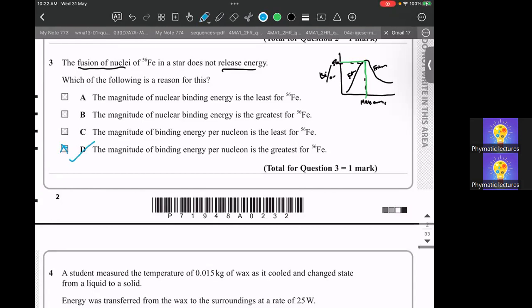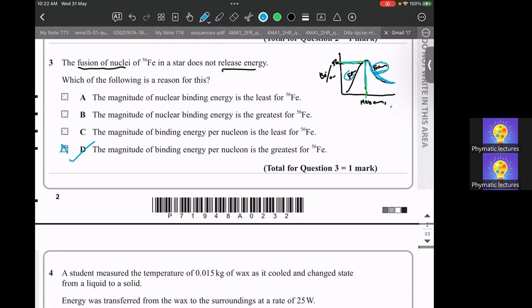Because if it is least, definitely fusion will occur. And if it is maximum, that means after Fe-56, the mass number is greater, and still the binding energy per nucleon is decreasing. Here, fission is happening.